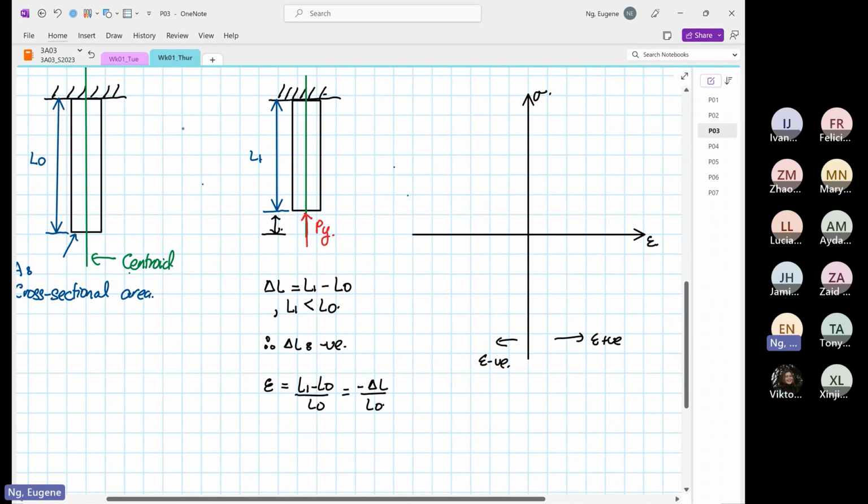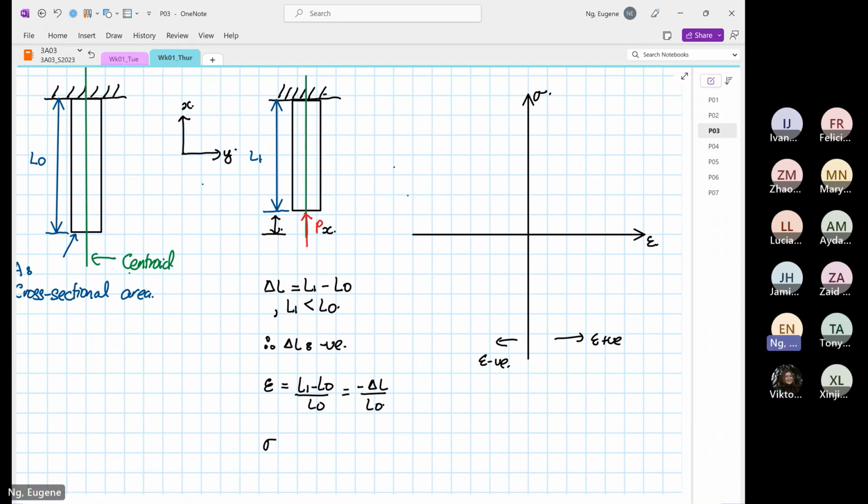Given how the load is applied, if we were to now sketch our transformation, I think I'm going to change my transformation, so later you will not be so confused. I'm going to call this Px. This is my x-axis, this is my y-axis. We know that the stress in the x direction is equal to minus Px over A.